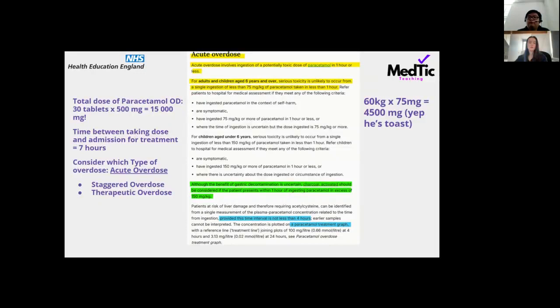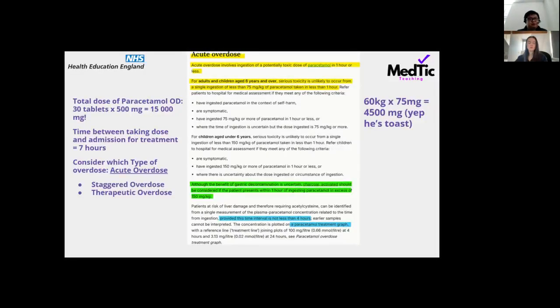So first we need to get some numbers down. We need to calculate how much paracetamol he has taken overall. So 30 tablets times 500 milligrams is 15,000 milligrams of paracetamol circulating in his body total. Blimey. Then we need to calculate the time between the overdose and the time that he got into the emergency department, and that is a 7-hour period.